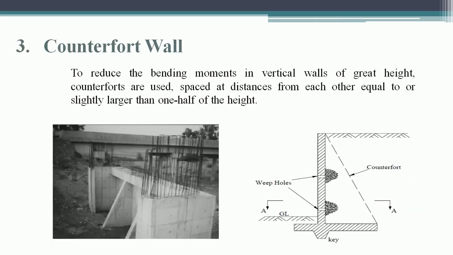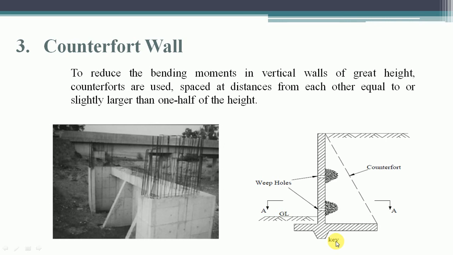Number three, counterfort wall. Counterfort wall is used to reduce the bending moment in a vertical wall of great height. Counterforts are spaced at a distance from each other equal to or slightly larger than one half of the height. Here the counterforts are provided in the retaining wall. Here we have the weep hole which is used for drainage purposes. Here we have the ground level and key.